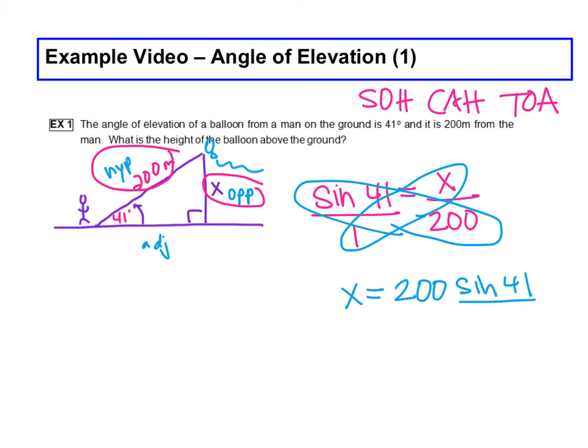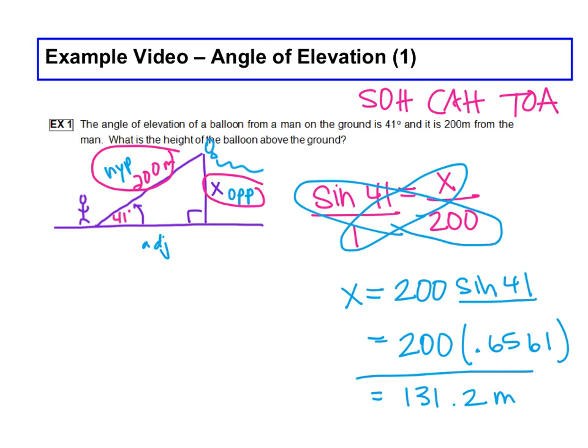All right, well, the sine of angle 41, we can just type that into our calculator and get that value. So it's going to be 200 times sine of 41. Remember to 4 decimal places, so 0.6561. And then we just do that multiplication. 131.2. And what kind of label would this be? This would be meters. So the balloon is 131.2 meters above the ground.